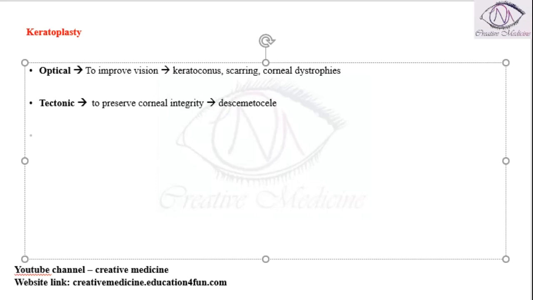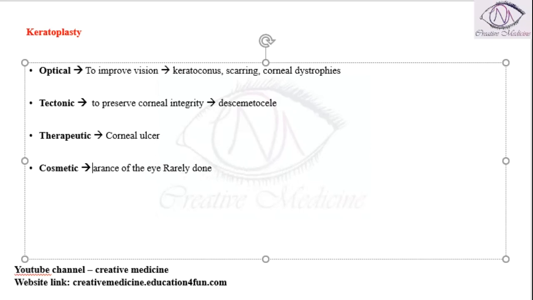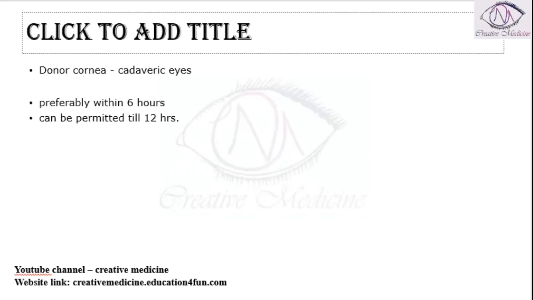Then we have therapeutic. In therapeutic conditions, keratoplasty is mainly done in corneal ulcer to remove the infected tissue. Then for cosmetic, it is rarely done for cosmetic purposes. So these are the main important indications of keratoplasty.